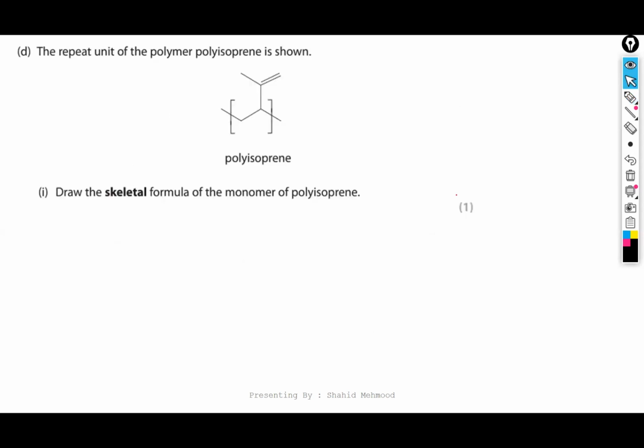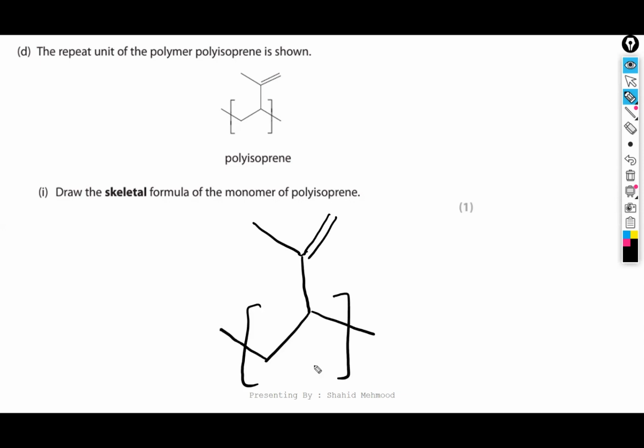The repeat unit of the polymer polyisoprene is polyisoprene. It is a very simple question. If I draw the structure again, we have to draw here for the answer. So let me draw here. Just look at here. The square bracket is here and here. Now we have to draw a double bond here, because when we are changing polymer to monomer, we just remove this one, the bracket also finishes, and we directly get the monomer. This is an easy question.